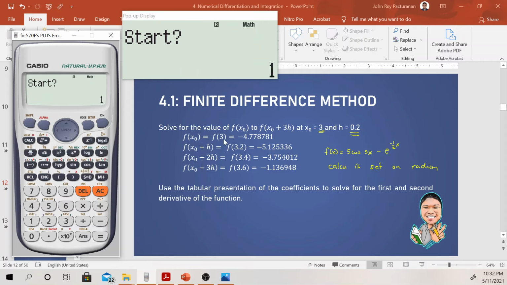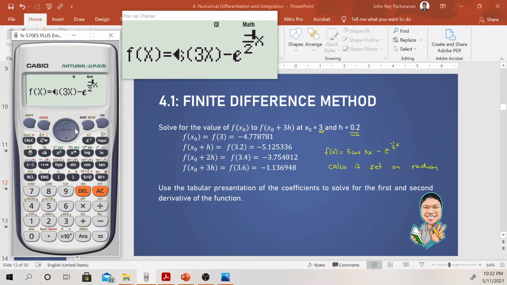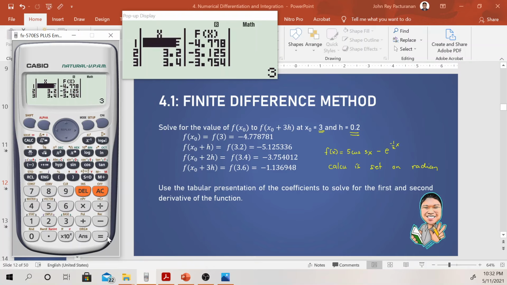Tapos, yung start, magsimula ka sa 3. Matatapos sa 3.6, di ba? From 3 to 3.6. Tapos, yung step is yung value ng h, 0.2. So, ayan na siya. Bakit may syntax error? Negative lang yung na-type ko. Dapat negative 1/2. Sorry. Ayan. Same lang yan. So, tadan!